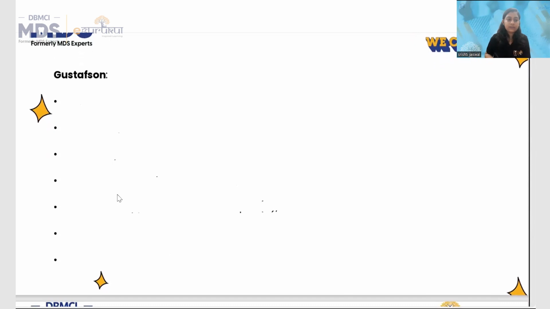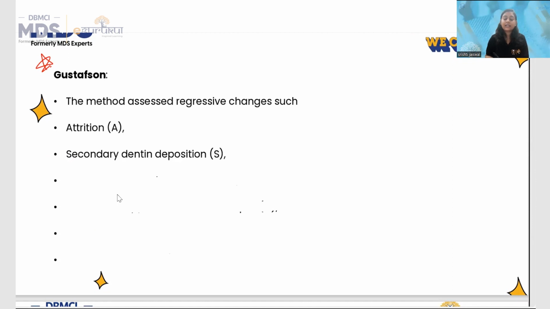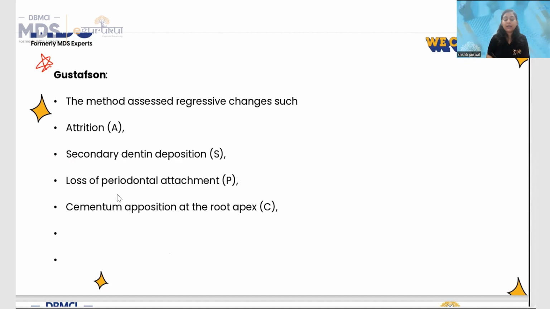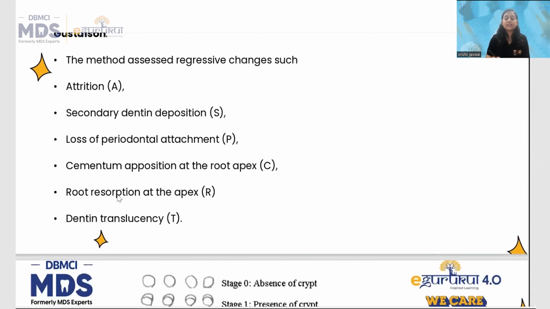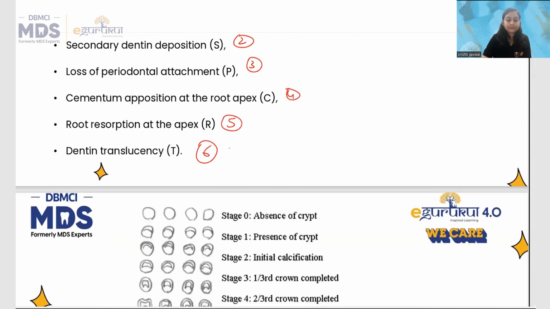Now, what is Gustafson's method? And this is very important, Gustafson's method. He uses the regressive alterations of the teeth, such as A is attrition, S is secondary dentine deposition, P is loss of periodontal attachment, C is cementum apposition, R is root resorption at the apex, and the next is dentine translucency. So, this is very important. 1, 2, 3, 4, 5, 6. So based on this, age was calculated.